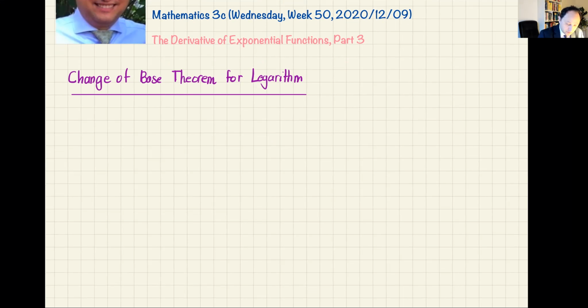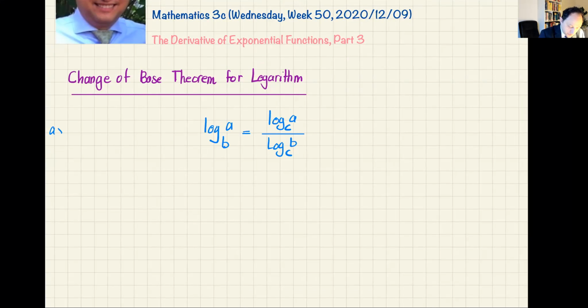So let me write this theorem here for you. Roughly speaking, it tells you that if you have logarithm of a in a base b, you can take this into a logarithm in a different base. You can write it as logarithm of a in a base c divided by the logarithm of b in the base c. Yes, but of course you need to respect all the conditions.